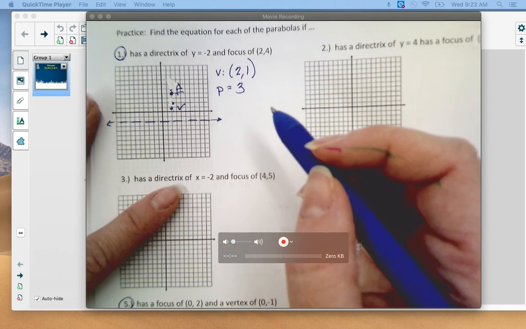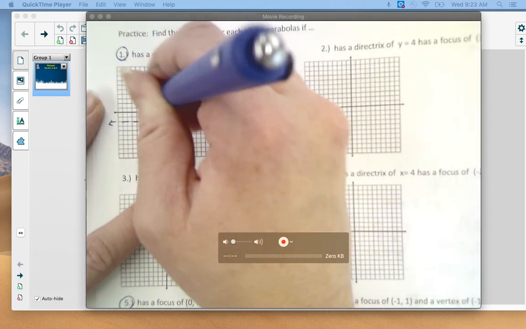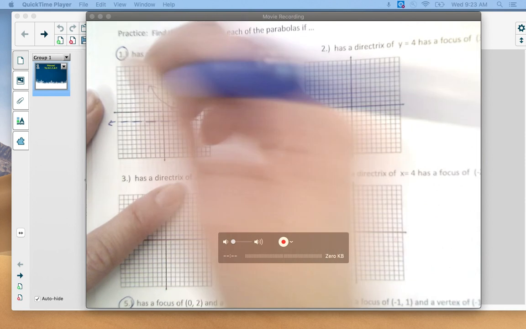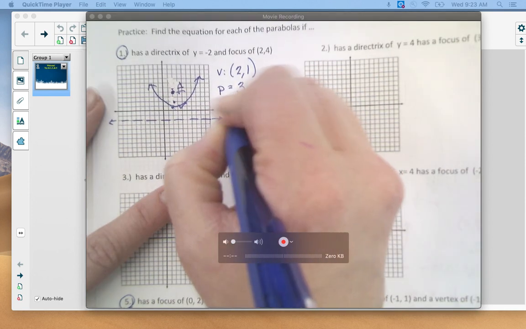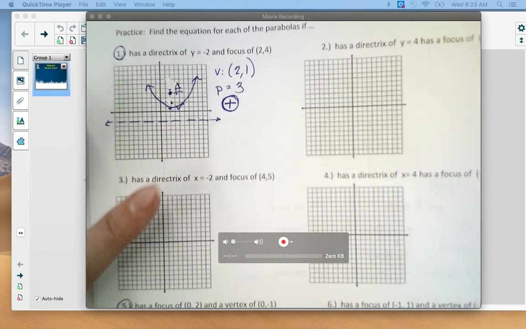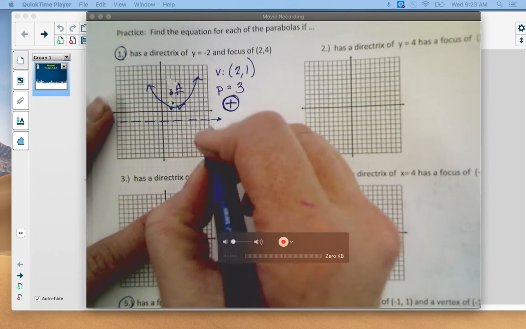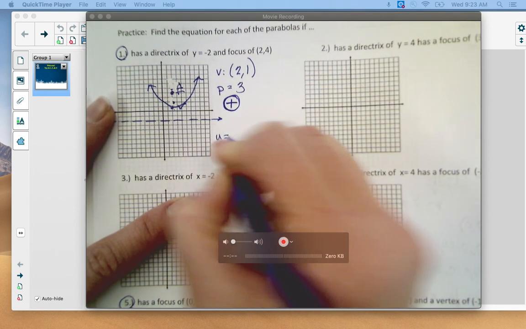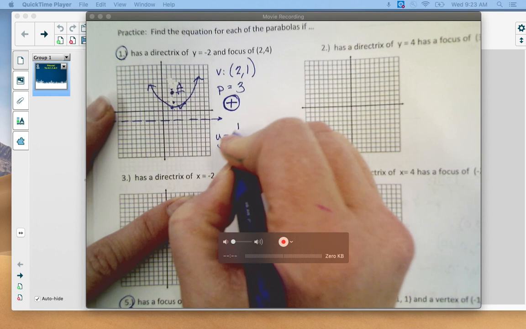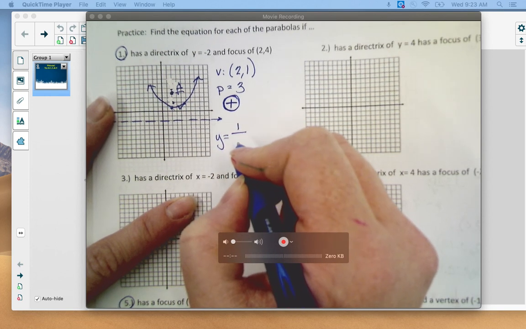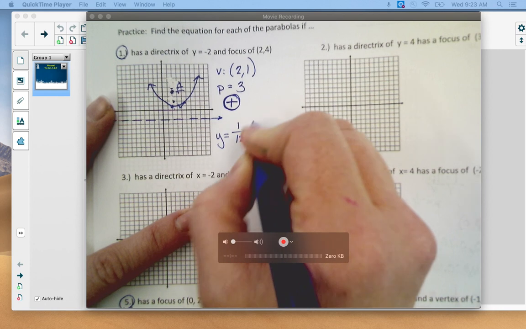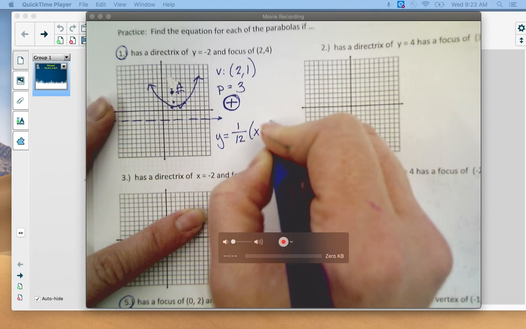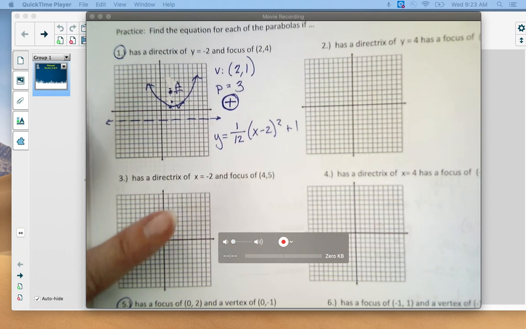Is this parabola concave up or concave down? Concave up. So is it going to be positive 1 over 4p or negative? Right away, I'm also going to give myself a giant positive, because that's going to be the mistake if you make it on your quest. So now I put it together. It's going to be y equals 1 over 4p, which is 1 over what? 4 times p would be 12. So 1 over 12, x minus 2, quantity squared, plus 1. Opposite sign.